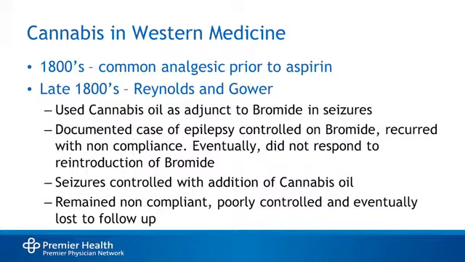He recurred when he stopped taking his bromides. Eventually, with his noncompliance, he stopped responding even when bromides were reintroduced. The seizures were controlled again with the addition of cannabis oil, which they had been using as an adjunct to bromides in seizure treatments. Unfortunately, he remained noncompliant and was poorly controlled and eventually lost to follow-up.